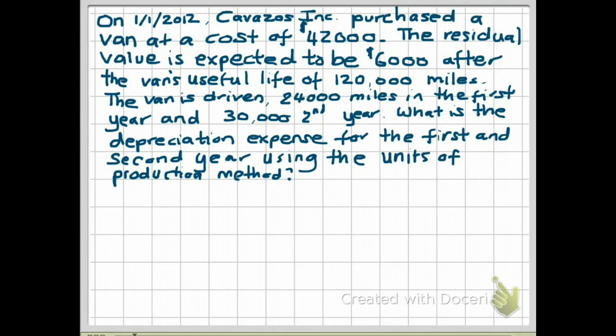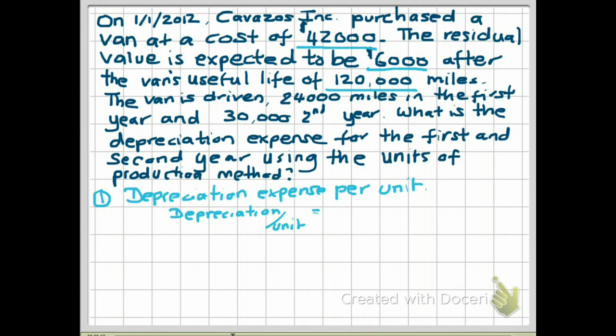You remember that we need three things to calculate depreciation expense. The first thing is cost, which is 42,000. The next thing is residual value, which is 6,000, and the estimated useful life, which is 120,000 miles. Estimated useful life is given in miles for this particular problem, but it'll be given in whatever units whenever you're using the units of production method. Calculating depreciation is a two-step process for this method. Step 1 is to calculate depreciation per unit, in this case, depreciation per mile.